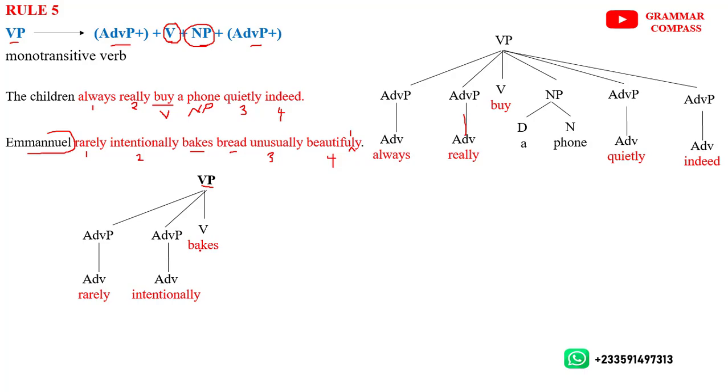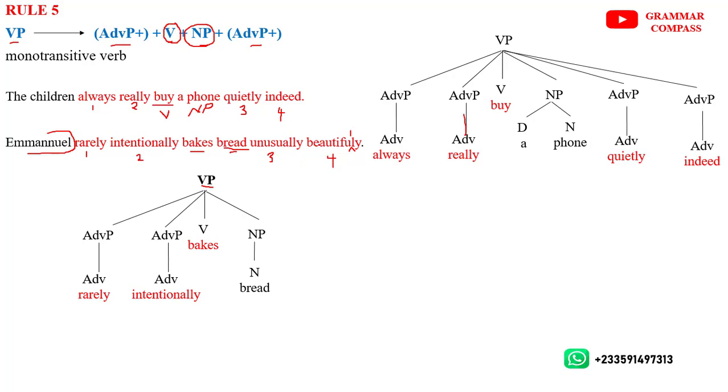Now here, since the verb is a monotransitive verb, it is going to have a noun phrase as the object. What is the noun phrase in this sentence? It is bread. Therefore, we draw a branch to account for our noun phrase. Since this is uncountable, it means that this noun phrase is going to generate a tree that has only one branch, that is the noun head bread. Now we are done up to this part. Let us move on to unusually and then beautifully.